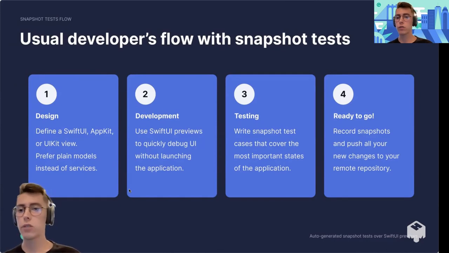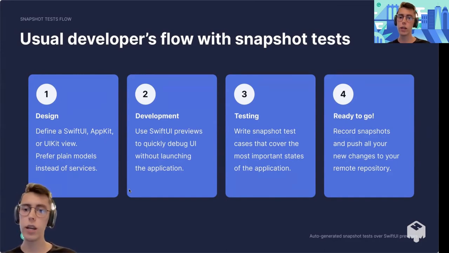For example, if we start developing some UI as a part of our task, we just start defining our view and some view model for it, using some plain data, like different types, etc. Then we start debugging it and polishing the UI, adding SwiftUI previews. So it will allow us, without launching the main app, to quickly check that our UI looks perfect in all states.